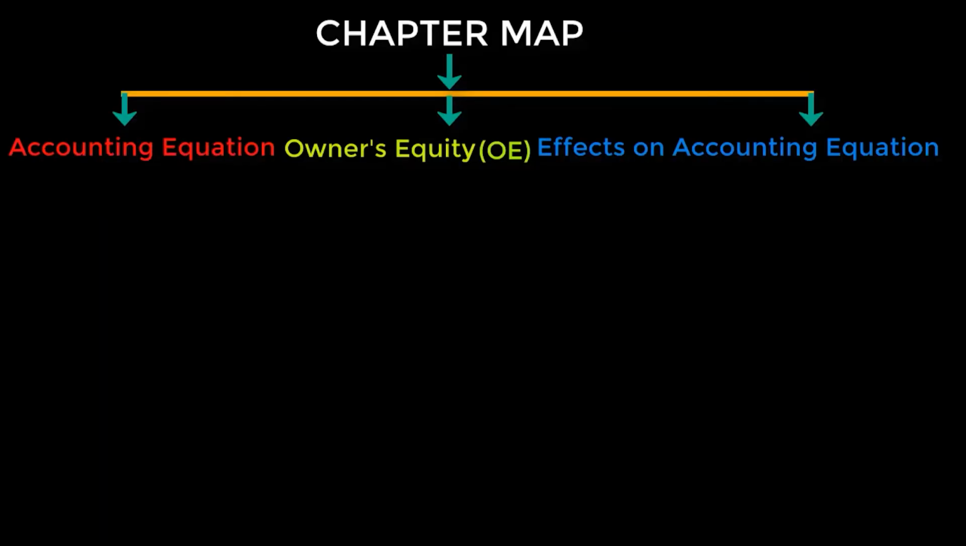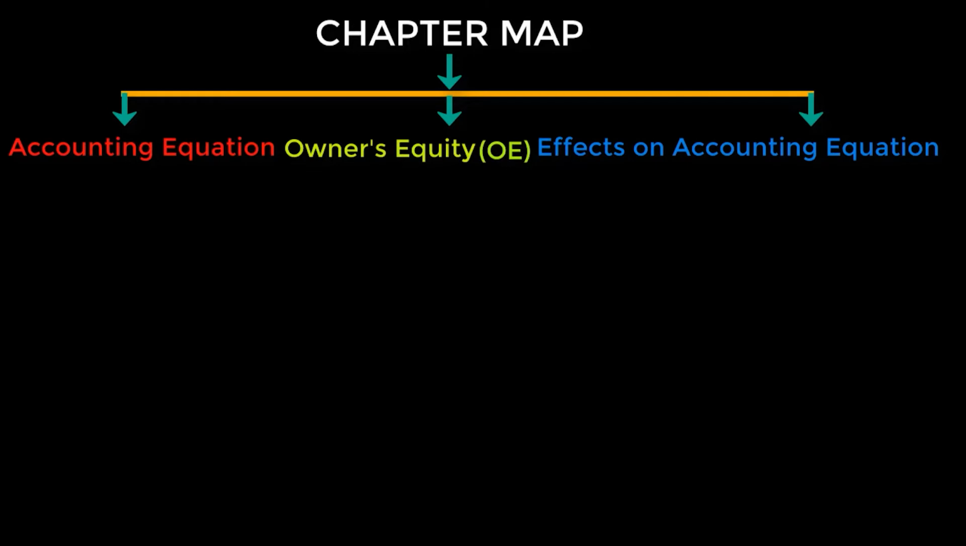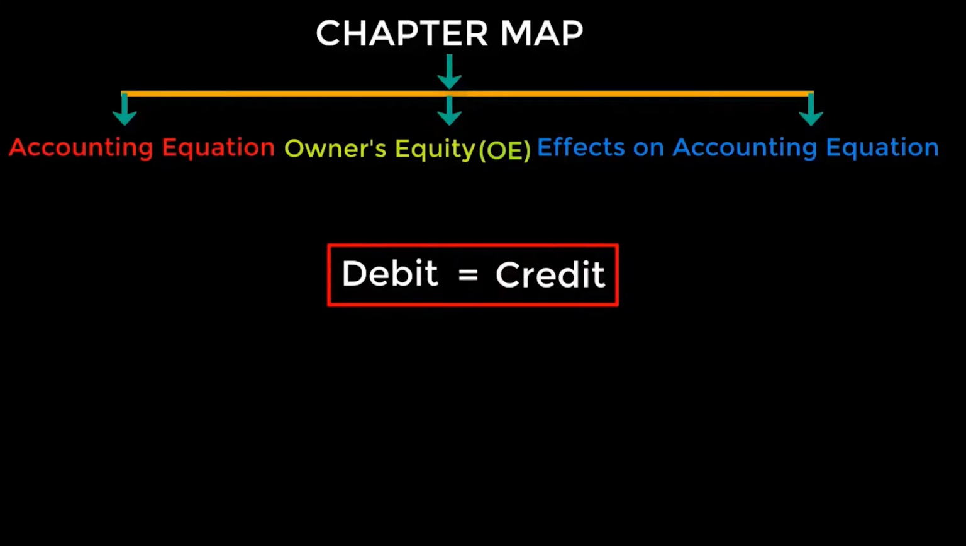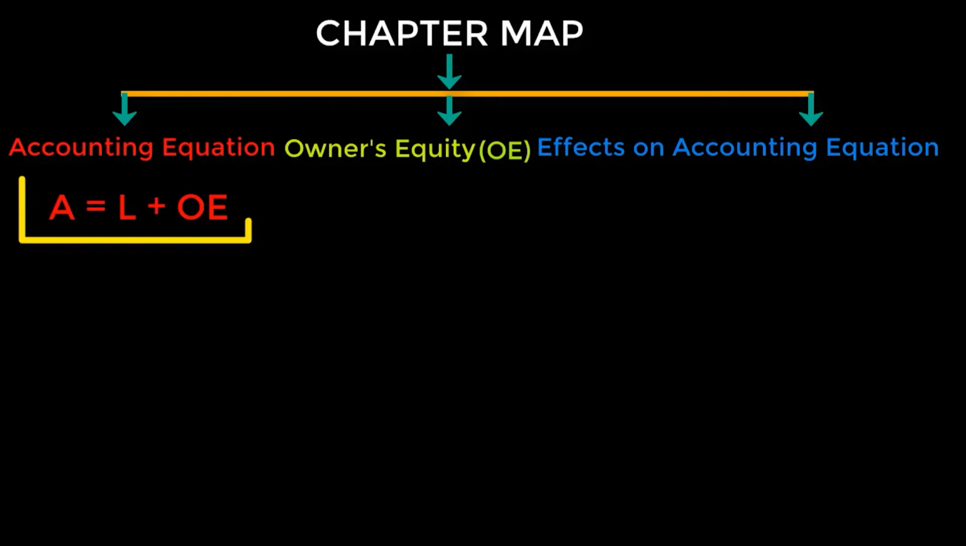Now look at this chapter map. See, we have to learn accounting equation, owner's equity, and effects on accounting equation from this chapter. We know that every transaction has two parties. One is called debit and the other is called credit. The amount of debit must be equal to the amount of credit. This is the basic rule of modern accounting. On the basis of this principle, accounting revealed this A equals L plus OE equation. This equation is also called the basic equation.